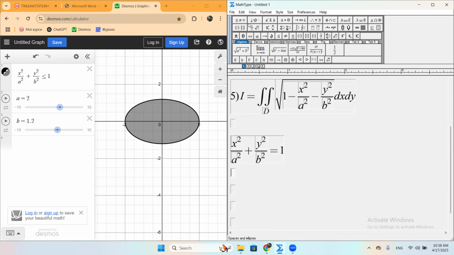So first of all, let's decide on the bounds of integration. Actually, the bounds of integration are the following. Phi is obviously from 0 to 2 pi.